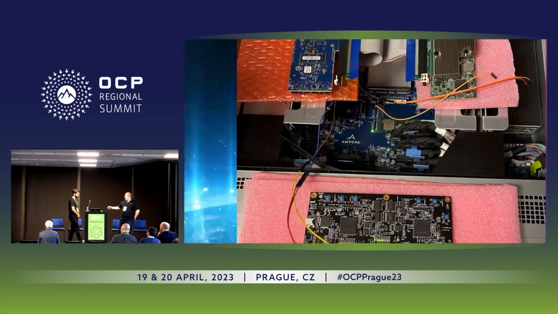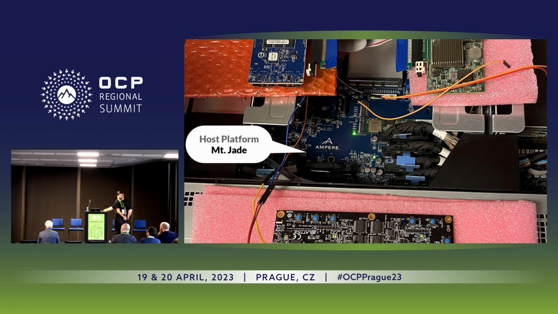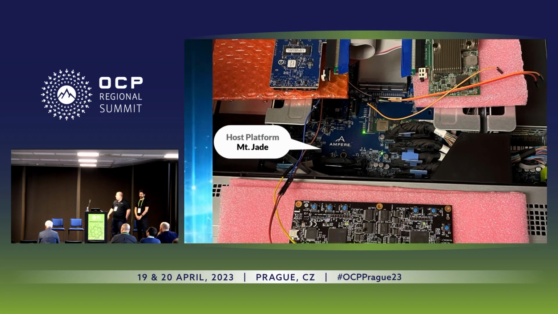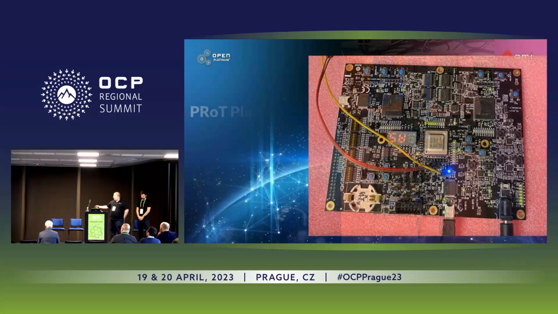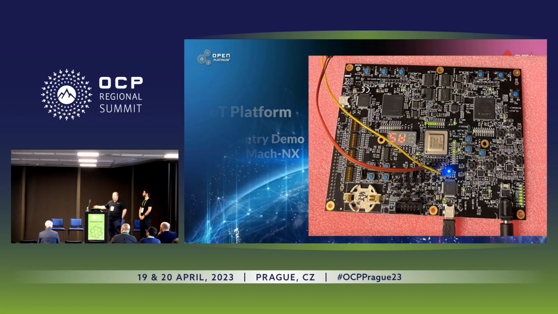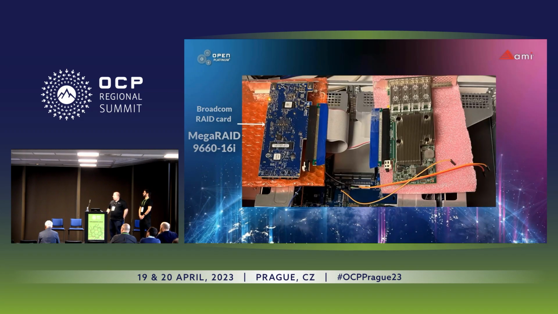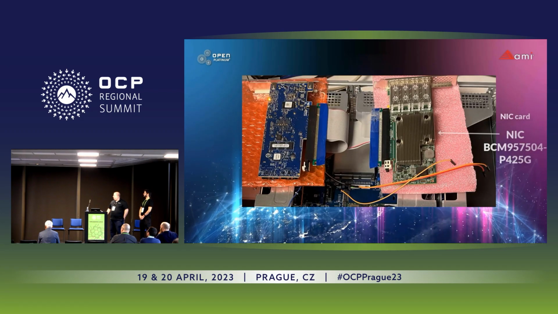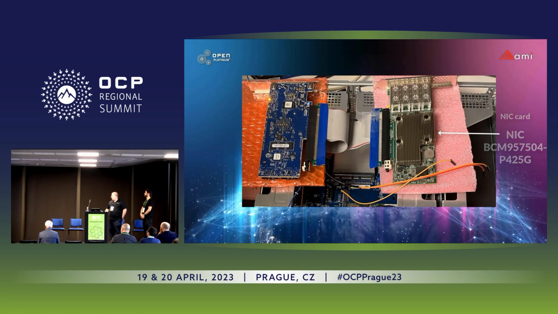So here you can see that same demo we looked at. There's the Mount Jade Ampere platform. At the bottom here, we've got the blue wired-in platform root of trust board. It's a Mach-NX from Lattice in this case. We've got the two Broadcom cards here. It's going to directly call out what they are.